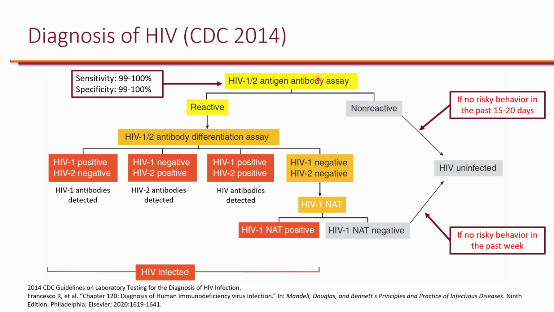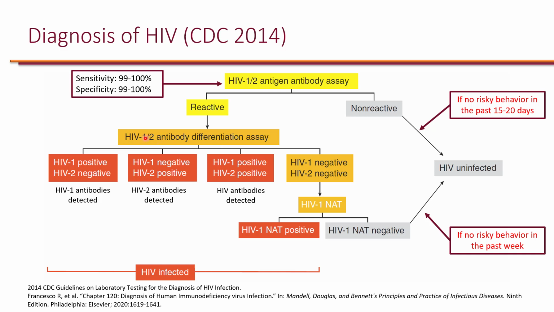It does take some time for the body to make antibodies and for the antigen levels to increase in the plasma. Therefore, if someone has just been exposed to HIV, this test is unlikely to detect it. Now, if someone does test positive, we don't know if it's HIV-1 or HIV-2. So we need to do another assay, an antibody differentiation assay, to figure out if this is HIV-1, HIV-2, or both.